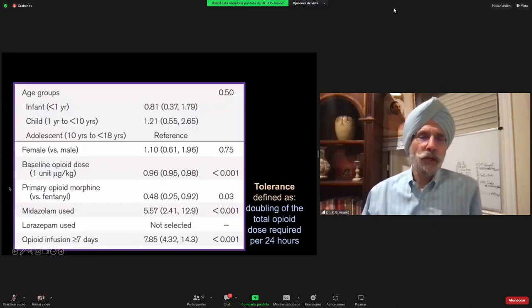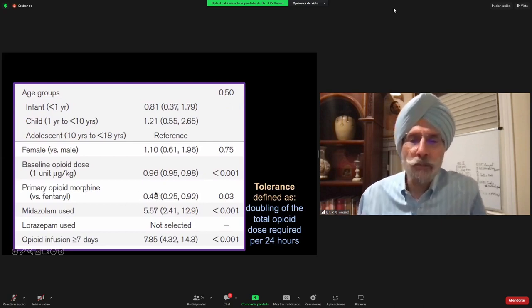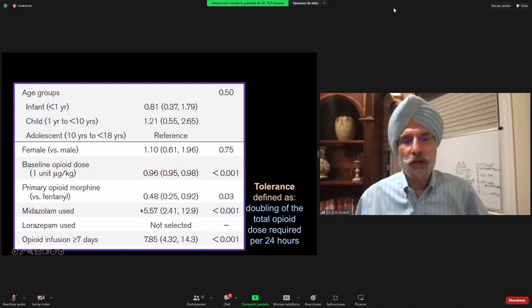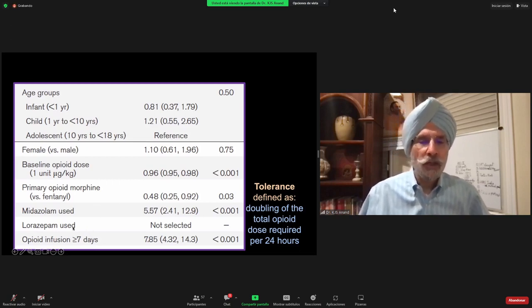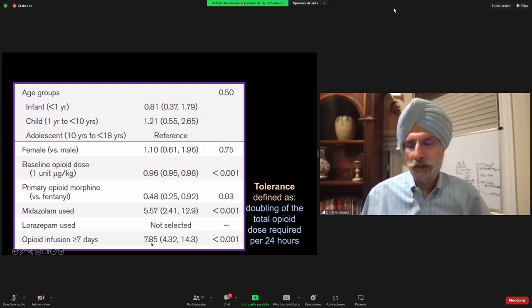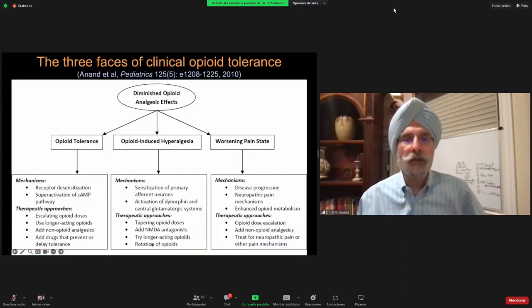What is very interesting in the study is that if the primary opioid being used is morphine, it's about half as likely to produce opiate tolerance as compared to fentanyl. But when either one, morphine or fentanyl, is combined with midazolam, there's a 5-fold increase in the incidence of opiate tolerance. Whereas if it's combined with lorazepam, it was not a significant factor in this logistic regression analysis. Of course, if you've used an opiate infusion for longer than 7 days, then there is a very high likelihood of developing opiate tolerance.